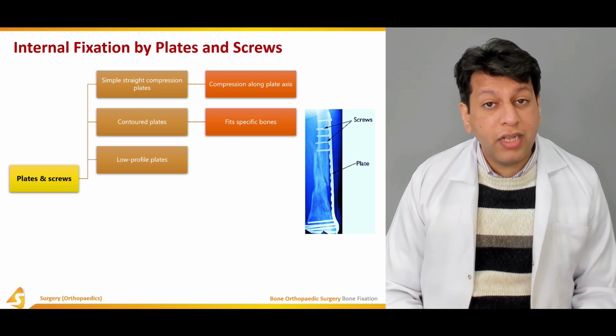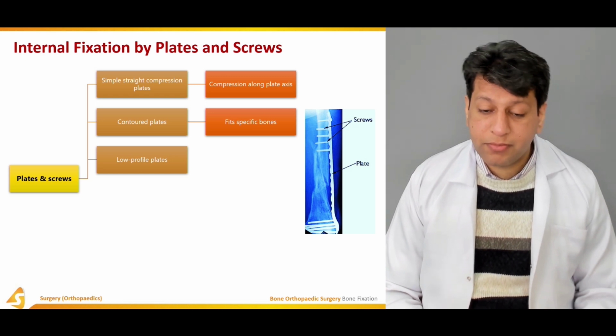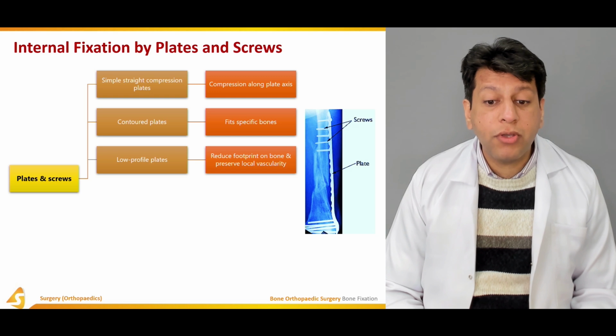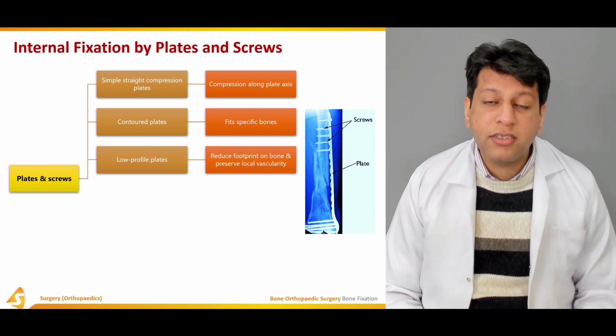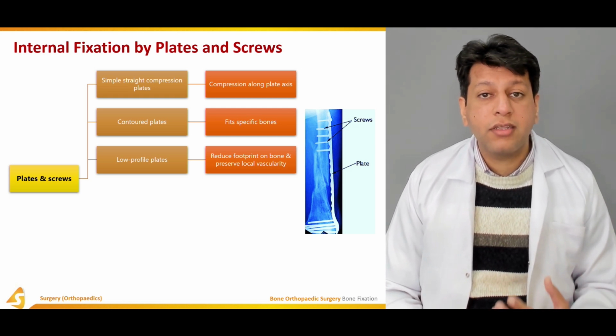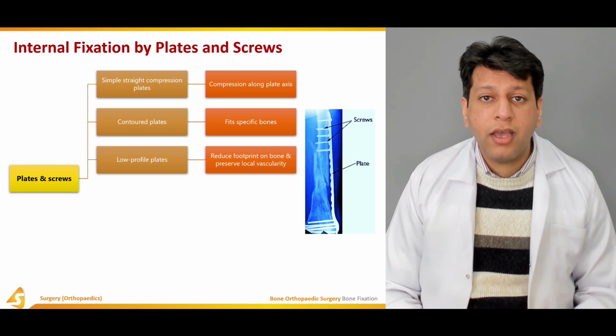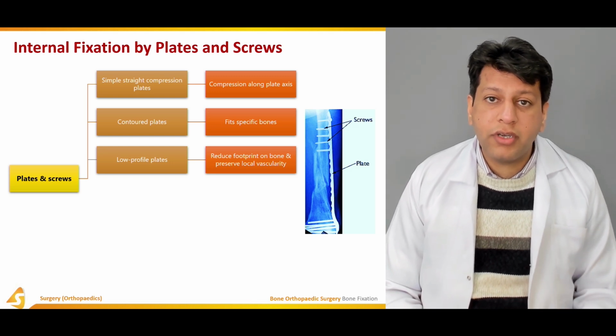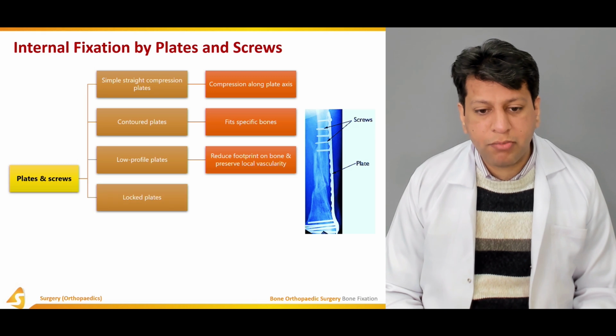Then there are low profile or low contact plates as well. Why do they call it low profile? Because they reduce the footprint on the bone and preserve the local vascularity, as they do not damage the periosteum. Therefore they actually have a good union rate as compared to normal dynamic compression plates.